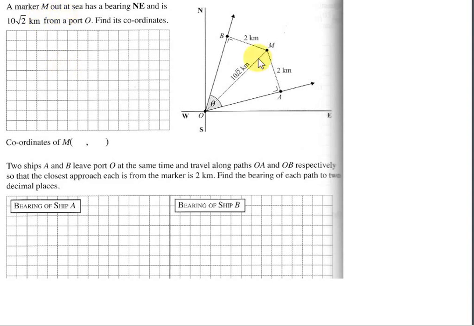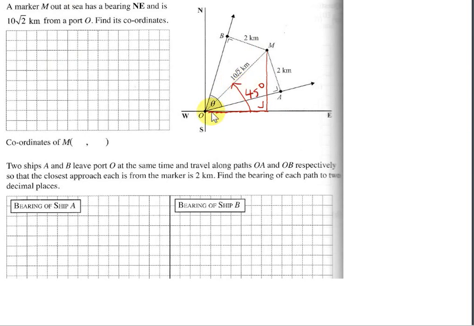A marker M out at sea has a bearing northeast and is 10 root 2 kilometers from a port O. Find its coordinates. So its bearing is northeast. Now that means that we look east and we veer 45 degrees north. So this angle is 45 degrees. Now we want the coordinates of this point, so we have this right angle triangle here.